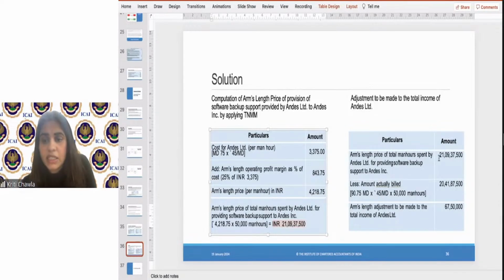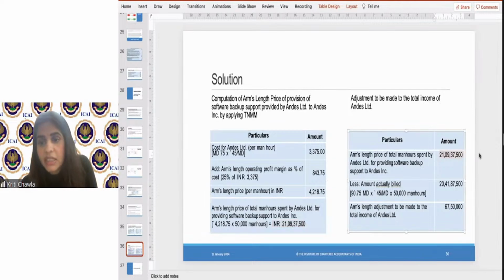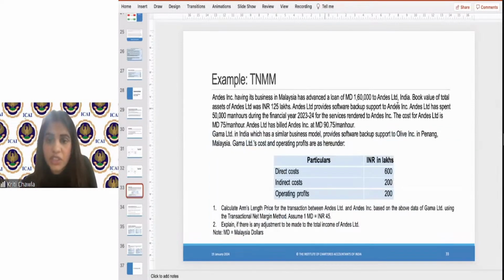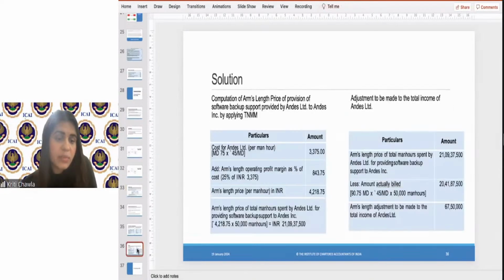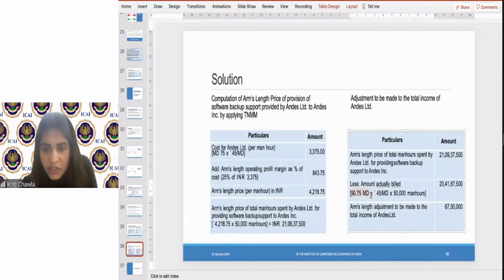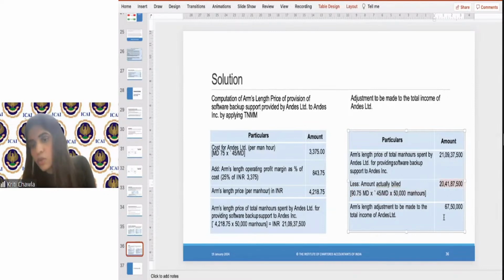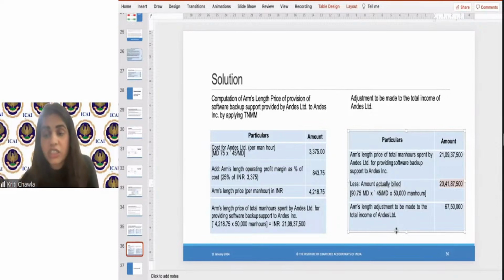But let's see what adjustment will be made. This is going to be the arm's length price for the man hours. We just calculated it. What are we actually billing them? Let's see in the question. The cost is this. We have billed them 90.75, so we are billing them 90.75, multiplied by 45 to make it INR, into 50,000 man hours. We have billed them 20.41. So we'll initiate an arm's length adjustment. We should bill them 67 lakh 50,000 extra. This is what the tax authorities will do.